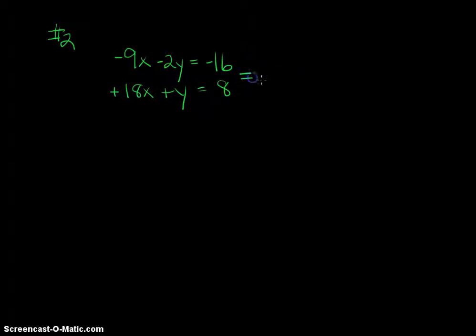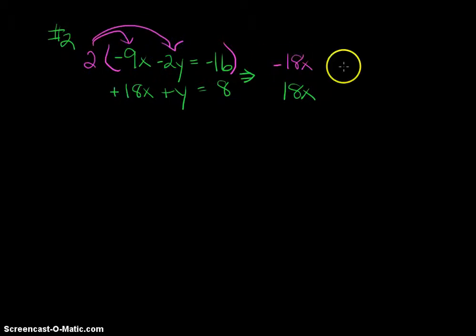Alright, so if I've got an 18x here, then that means that I need to have a negative 18x up top here. But I've got a negative 9 existing here. So I need to ask myself, what times negative 9 will give me a negative 18? And that's a positive 2. 2 times negative 9 gives me a negative 18. And then I'm going to go ahead and multiply out this 2 times everything else that's in here. So 2 times negative 2y is a negative 4y. And then 2 times negative 16, that gives me a negative 32.